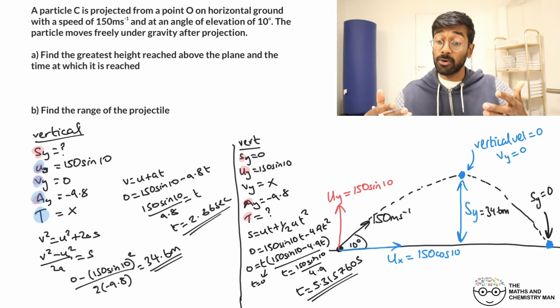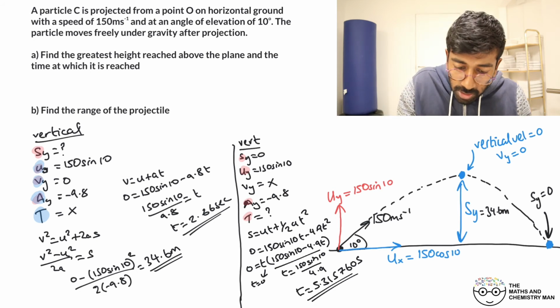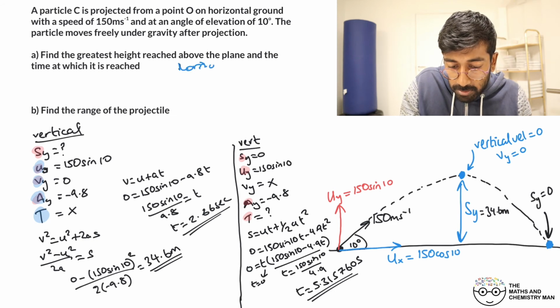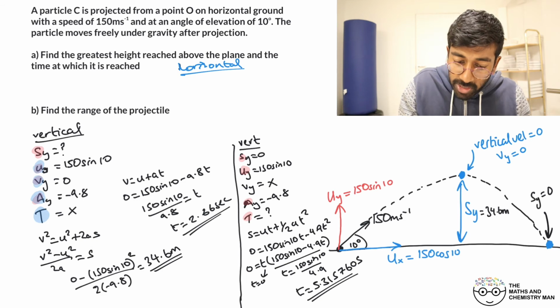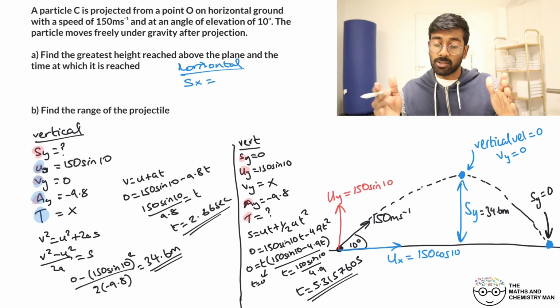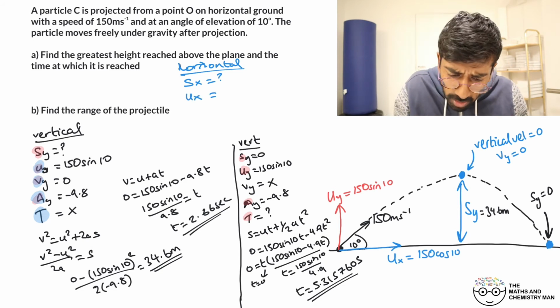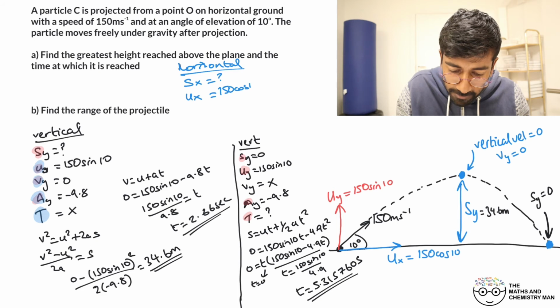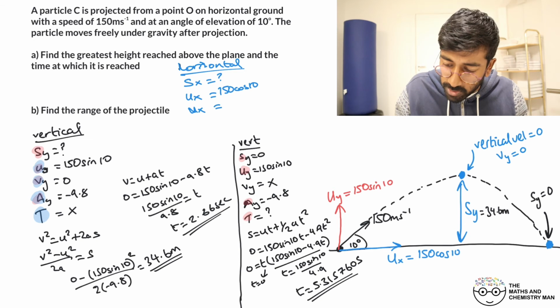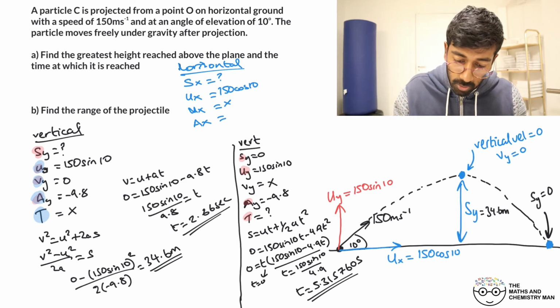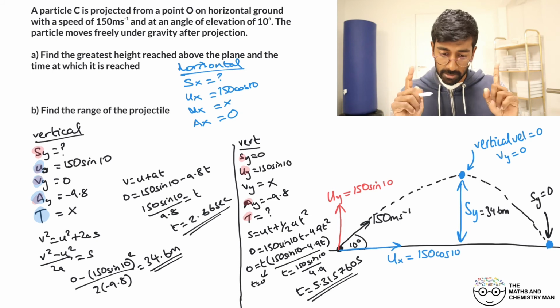So we need to lay out some info now for the horizontal. So let's just do this up here. Let's change color as well. Let's go blue. So we'll go horizontal. Okay, so horizontally, we're looking for s in the horizontal direction, right? So how far it's gone that way. So we need that as a question mark. u in the x direction, we've done right at the start on our diagram. That's 150 cos 10. v in the x direction, we don't know, right? Don't know the speed when it hits the ground, so I'll just put x there for now. Acceleration in the x direction, or horizontally, is going to be 0. Gravity only acts up and down, not horizontally, so nothing there.